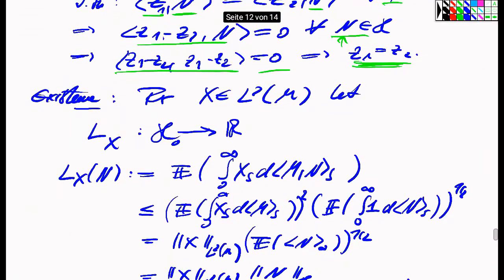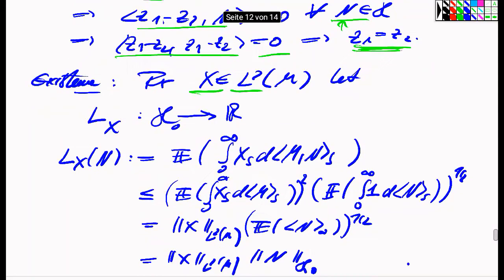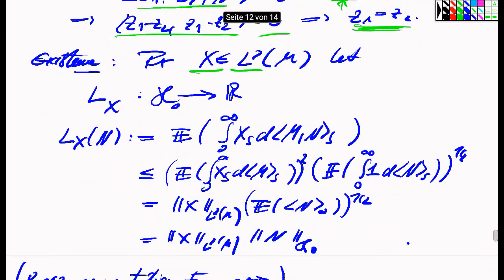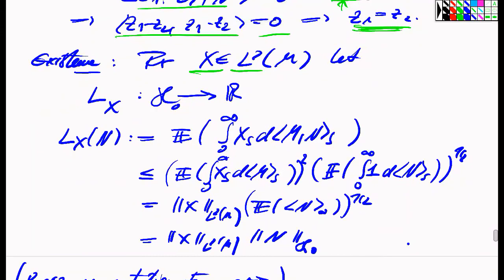Okay, for the existence of this process, recall that x is in L2 of m, a square integrable martingale with respect to m. And now we will make use of our Watanabe inequality. Namely, we introduce a linear functional, a linear map from this subspace of a Hilbert space of square integrable martingales with start in zero, and this linear functional that we want to construct has a parameter, if you like, so it will depend on the initially chosen process x.